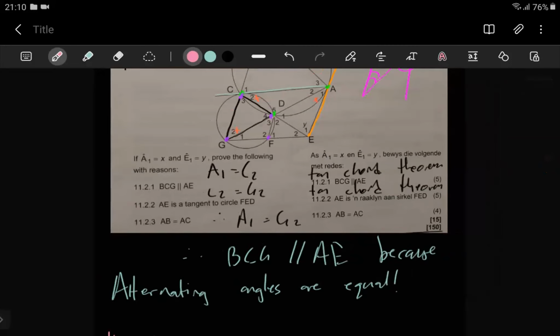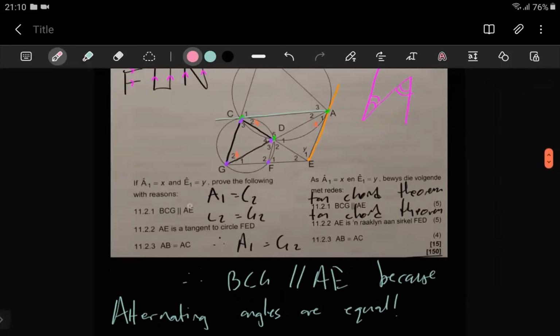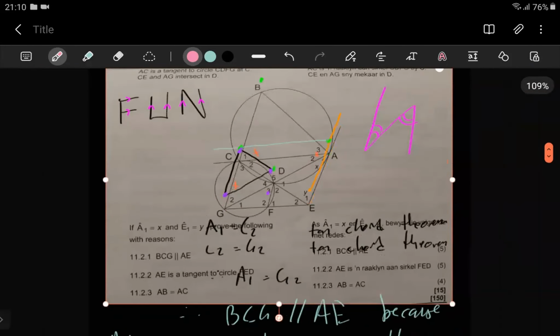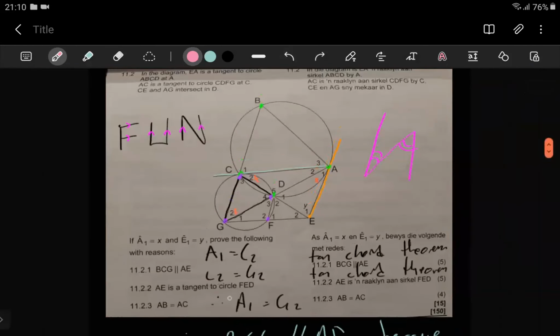So with the next question here, 11.2.2, it's saying we should prove the following with reasons. We should prove that AE is a tangent to circle FED. What's interesting here is, in our sketch there's no circle. But what they're saying is, if there was a circle there, we should prove that AE would be its tangent. The way to do that, 99.99% of the time, is to make use of the tan chord theorem.